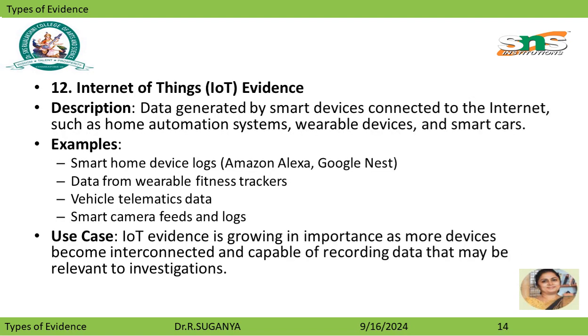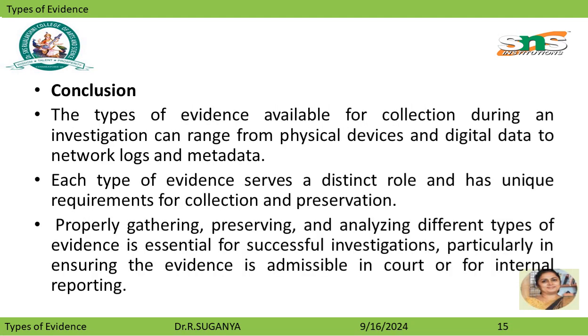Next is Internet of Things evidence. The data generated by smart devices connected to the internet, such as home automation systems, wearable devices, and smart cars. Smart home device logs like Amazon Alexa, Google Nest. Data from wearable fitness trackers, vehicle telematics data, smart camera feeds and logs. IoT evidence is growing in importance as more devices become interconnected and capable of recording data that may be relevant to an investigation.